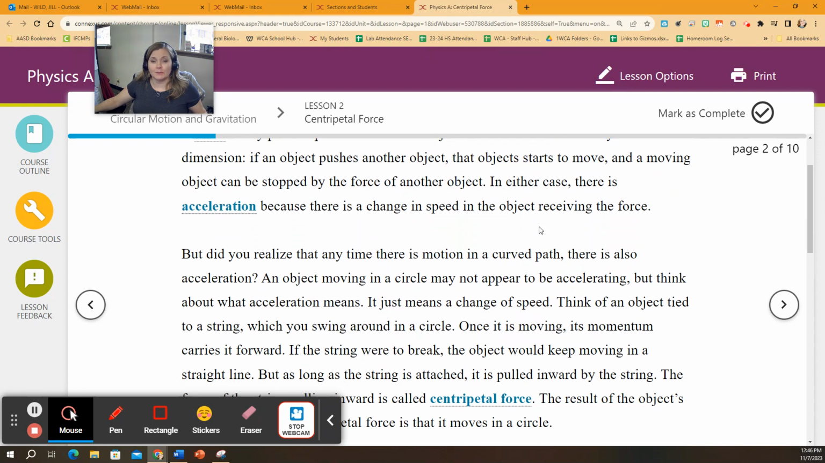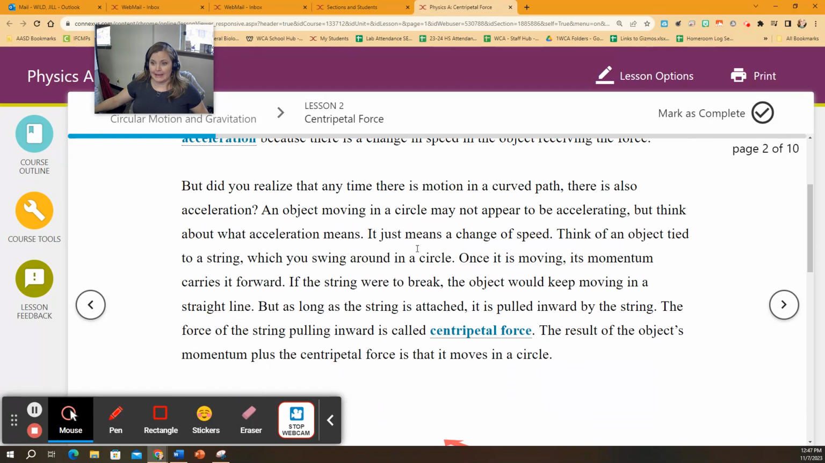Remember also that acceleration is change in velocity. They put in here change in speed, but I would literally change that to change in velocity. As you know, speed is a scalar quantity and velocity is a vector because it includes direction of motion. So even if we don't have a change in speed, if we're maintaining a constant speed but changing direction, acceleration is actually happening.